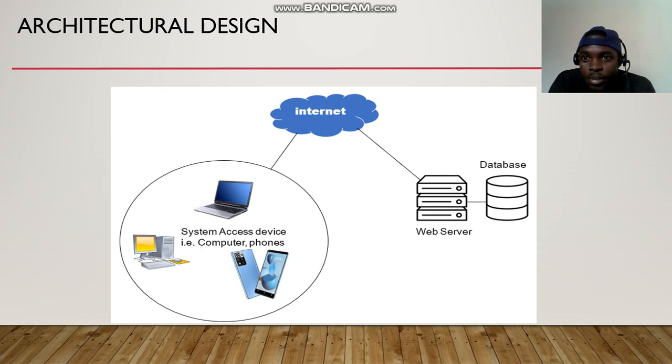So this is my architectural diagram. It is showing you that this system is strictly going to be using internet. We have web servers, we have the system access devices, we have computers and phones. So this system will strictly use internet.